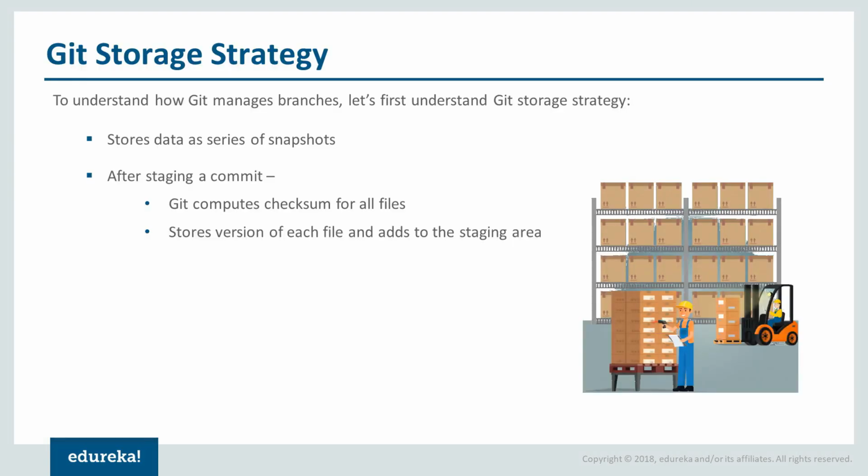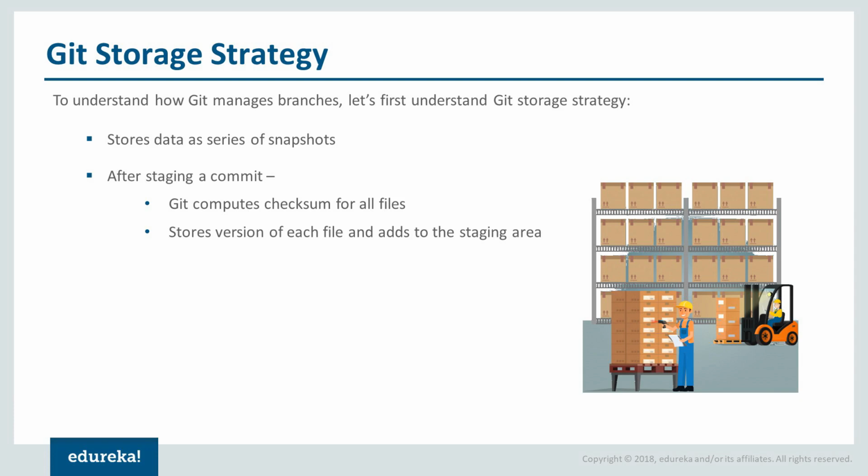Let's discuss the Git storage strategy. Git does not store data as a series of change sets or differences, but instead as a series of snapshots. When you make a commit, Git stores a commit object that contains a pointer to the snapshot of the content you staged. This object also contains the author's name and email address, the message that you typed, and pointers to the commit or commits that directly came before this commit, its parent or parents. Zero parents for the initial commit, one parent for a normal commit, and multiple parents for a commit that results from a merge of two or more branches.